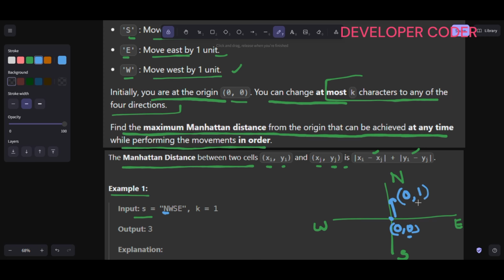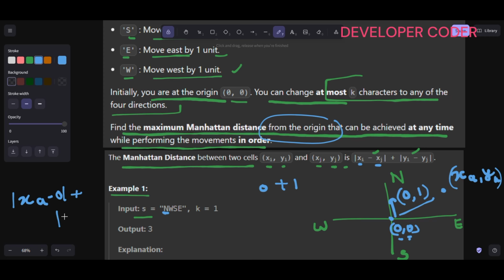Now if I calculate the difference, xi minus xj, 0 minus 0 is going to give me 0, absolute value, plus 1 minus 0, it is going to give me 1. This value is always 0, from the origin only we need to check. Maximum Manhattan distance from the origin. So let's suppose in the end I am somewhere here. Let's say at this position we have coordinates xa and ya maybe. From origin you want to calculate, so can you write your formula like this: xa minus origin plus ya minus origin. This is always origin.